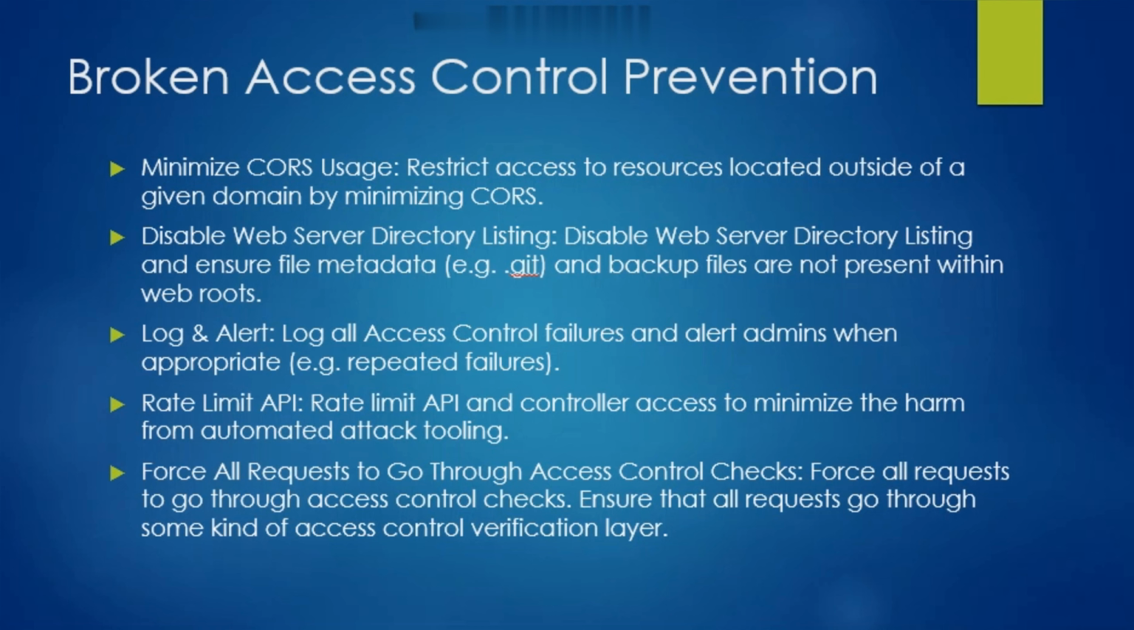Disable web server directory listing and ensure file metadata and backup files are not present within the web roots. Log all access control failures and alert admins when appropriate. Rate limit API and controller access to minimize the harm from automated attack tooling. Force all requests to go through access control checks, to ensure all requests pass through some kind of access control verification layer.